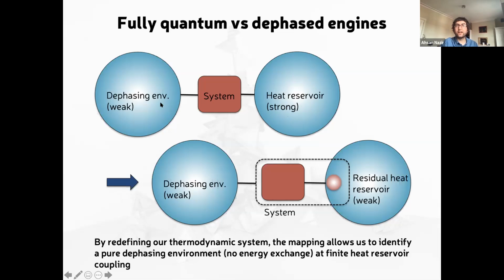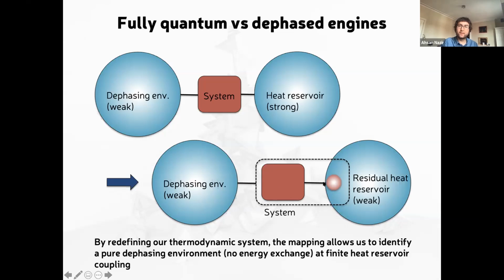However, that is not the case when we have strong coupling, because in this situation, the dephasing environment doesn't commute with the rest of the Hamiltonian. So strictly speaking, it always has an energetic contribution. It's just that we can ignore that contribution for weak enough interactions between the system and the heat reservoir. Now we're not in the weak interaction limit, but our mapping does allow us to define what a dephasing would be without an energetic contribution, even in the strong coupling case.